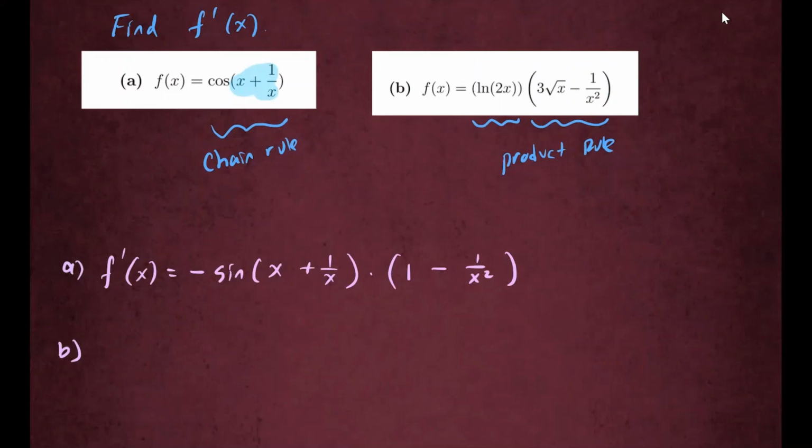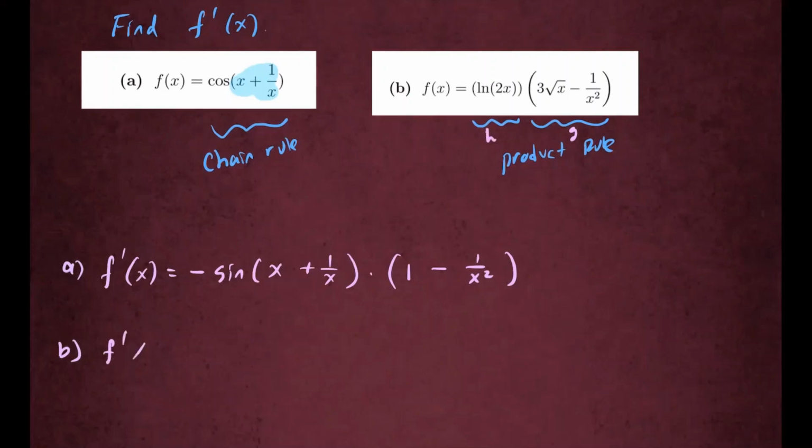Now, what about the second one? So second one, you have two functions, right? So you can call ln of 2x as f, and then 3 square root of x minus 1 over x squared, call it g. Now there you have to use product rule, and within the product rule, you might end up using chain rule, power rule, and other rules. So if I set up, no, I actually want to change the notation because I already called that f. Let's call this h.